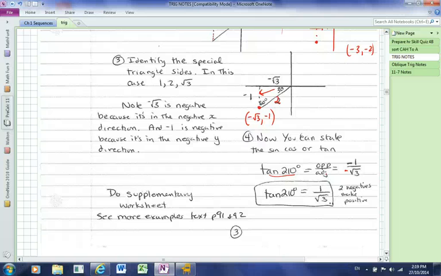Okay, now we're going to do the supplementary worksheet. This worksheet is on a package, and I do not want you to do the rest of the package today. We might get to it next day. It's extra practice on things, okay?